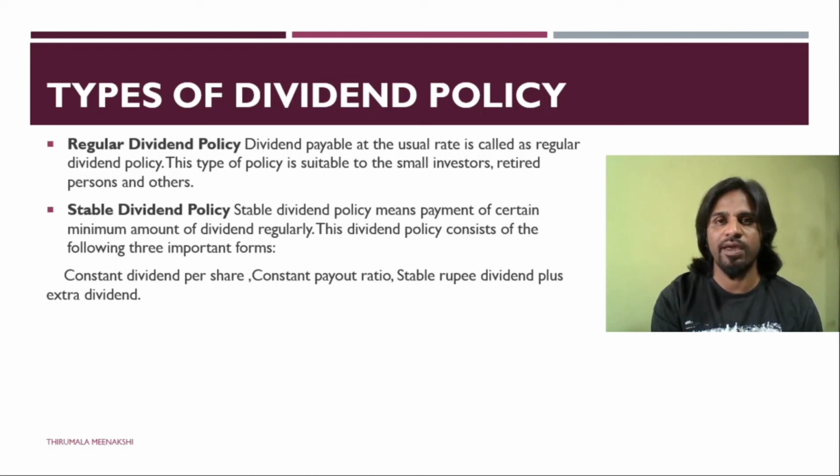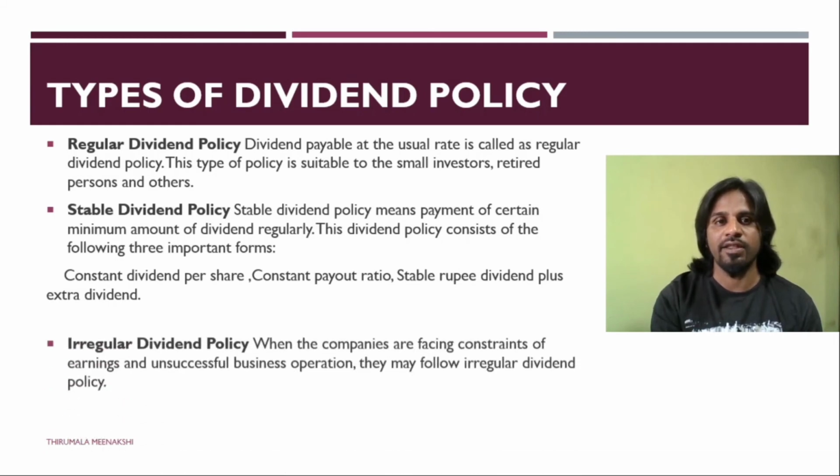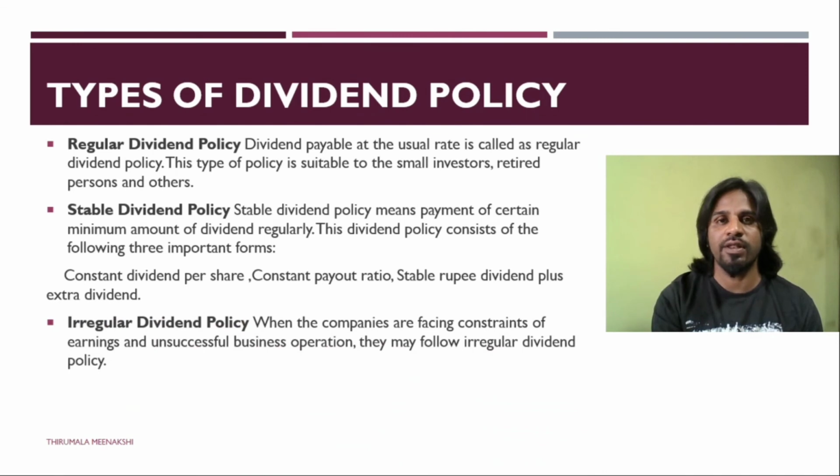Every year it keeps on paying 2 rupees as dividend, and if the profits are increasing, it will pay 2 rupees plus some extra dividend as profit increases. And the third type, we have irregular dividend policy. In this case, the policy itself says irregular, so the company need not bother if it is not earning reasonable profits to give dividend. In such a case, even the investors do not have any right to question the company why there is irregularity in the payment of dividend, because the policy itself says irregular dividend policy.